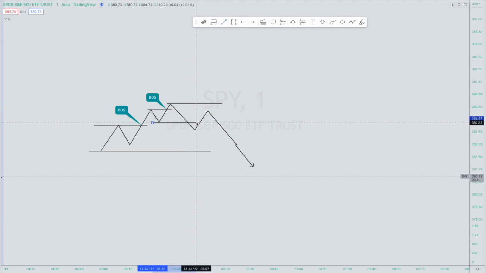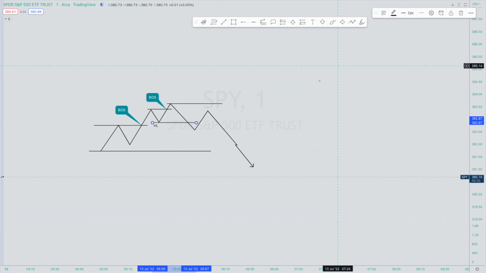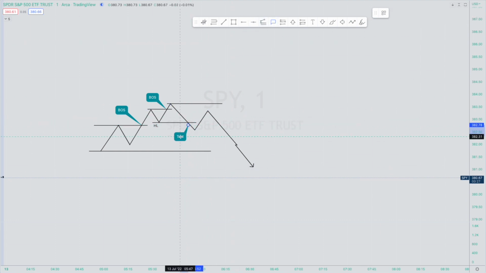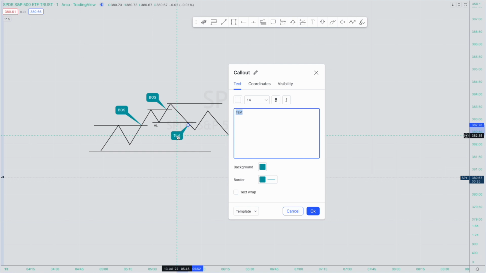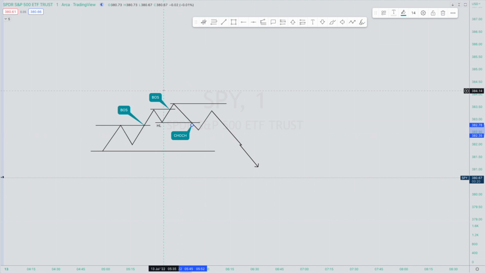And then as you can see, we come down and we break the higher low. So if this was our higher low right here, the moment we break that higher low, this is what we call a change of character. So change of character signifies a pullback, and your trend had a change of character. So now we are changing trends. And then what you want to do with the change of character is a few things. Depending on what chart you are, it's a pullback.